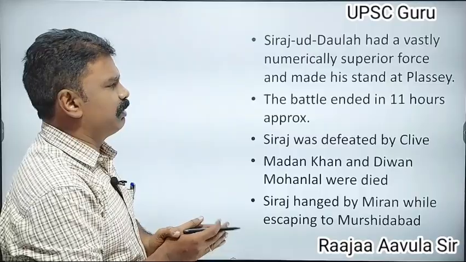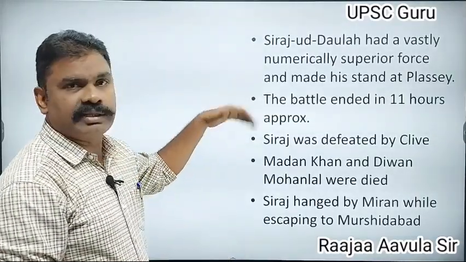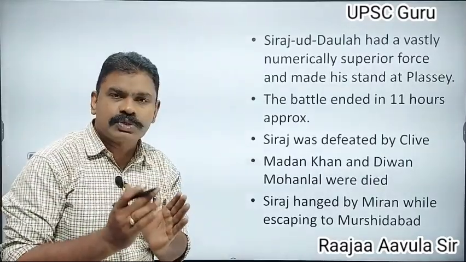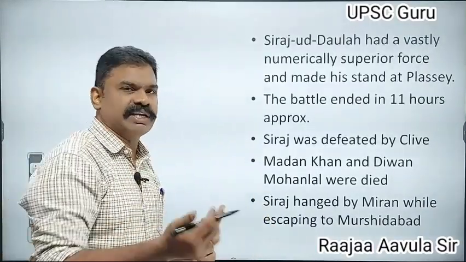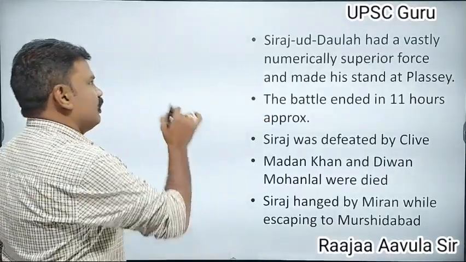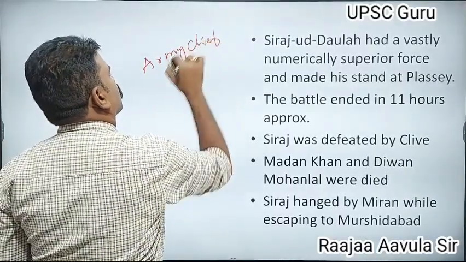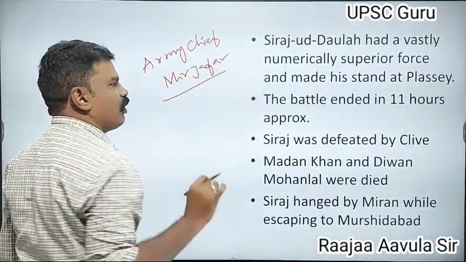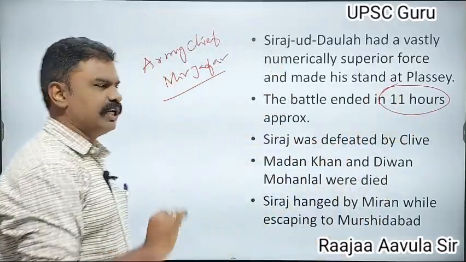Siraj-ud-Dawla fought with the British. He had a vastly numerically superior force than the British. Even though he was numerically superior, the persons working with Siraj-ud-Dawla helped the British. The battle was a namesake. Even his army chief Mir Jafar acted like a warrior. The war continued only 11 hours.